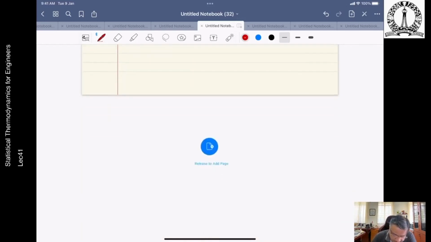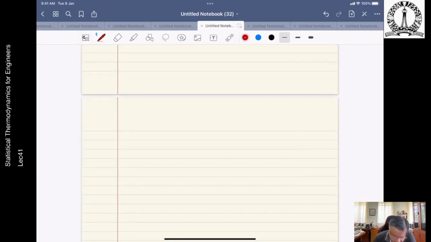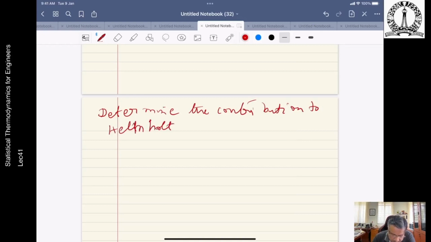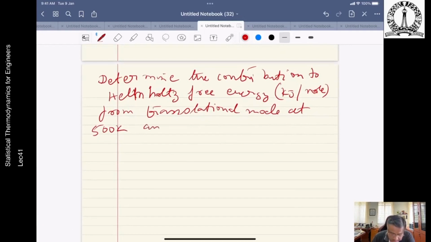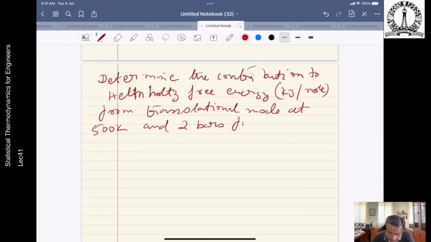Now let's do a very simple problem here. The question is: determine the contribution to the Helmholtz free energy, in kilojoules per mole, from the translational mode at 500 Kelvin and 2 bar for helium, which is monoatomic in nature. So this is the question.